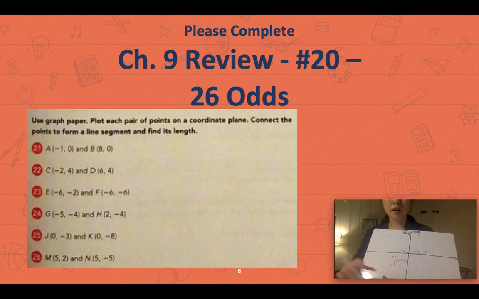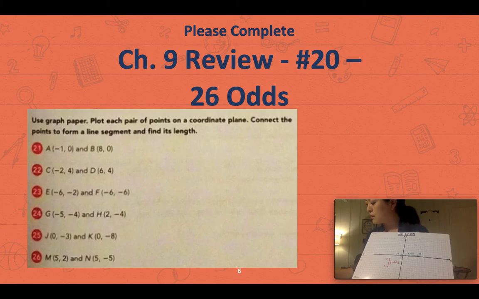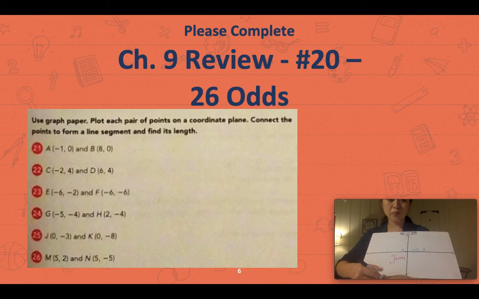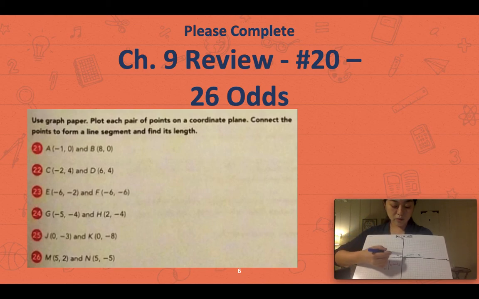Okay. All right, and then the final one, number 25. Maybe I'll use a blue. Okay, so number 25. J is 0, negative 3. So 0 is at the origin, right? Negative 3, that's the y value. So I have to go down the y-axis 3 increments. 1, 2, 3. So that's my J.